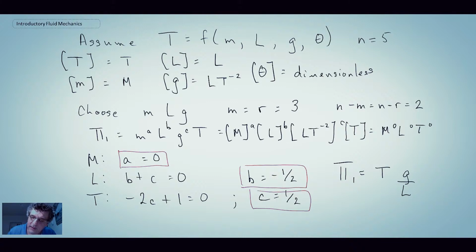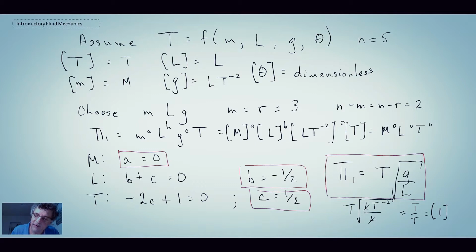So we have g in the numerator, L in the denominator, and this is to the 1/2, so we have a square root symbol. Then checking the dimensions of that, we have units of length times time to the minus 2, divided by length, and then the square root of that. So length goes with length, T to the minus 2 gives us T to the minus 1, T to the minus 1 times T gives us T over T, which equals 1. Okay, so that is good. So that's pi 1, and I will box that off. That's our first pi variable.